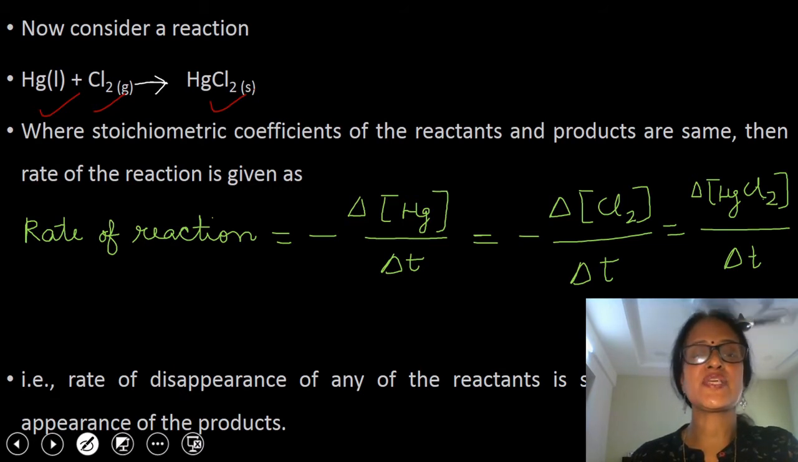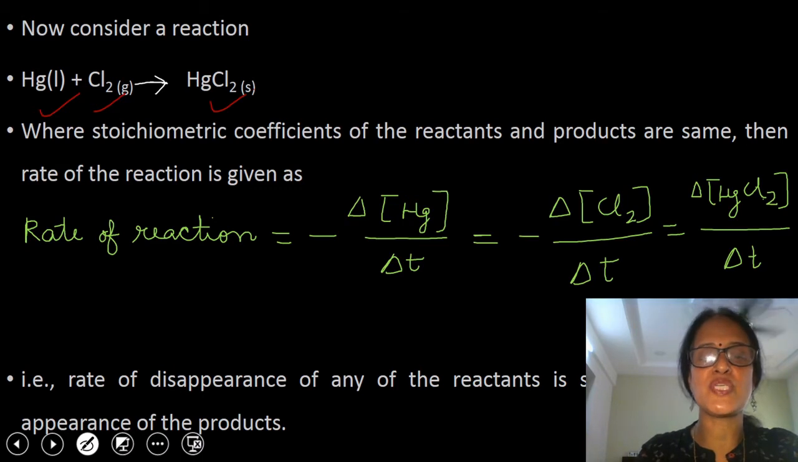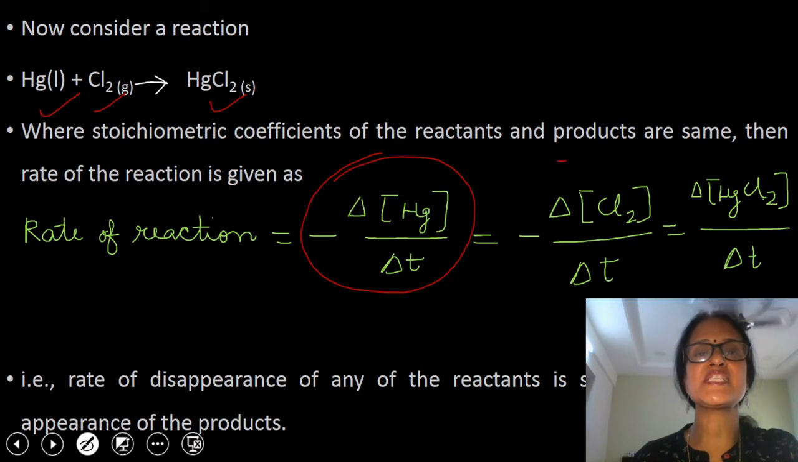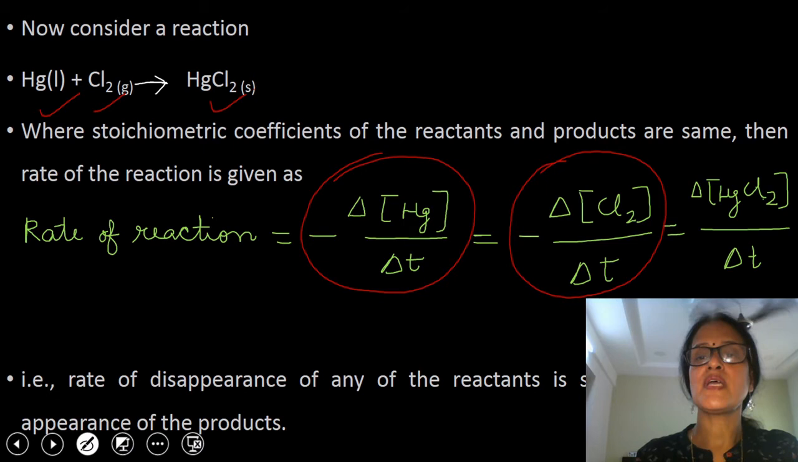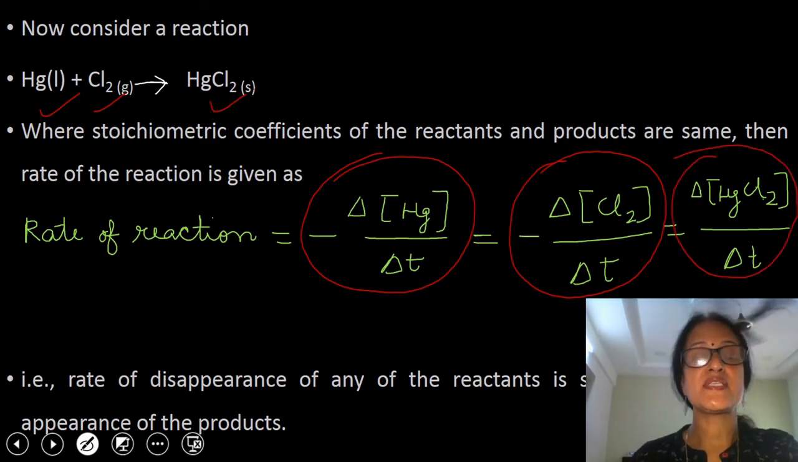So in this case, the rate of reaction can be given either in terms of decrease in concentration of reactants, which are mercury and chlorine, or in terms of increase in concentration of products, which is HgCl2. So rate of reaction will be equal to minus delta Hg by delta t, or in terms of decrease in concentration of chlorine, it will be minus delta Cl2 by delta t, or it will be delta HgCl2 by delta t.